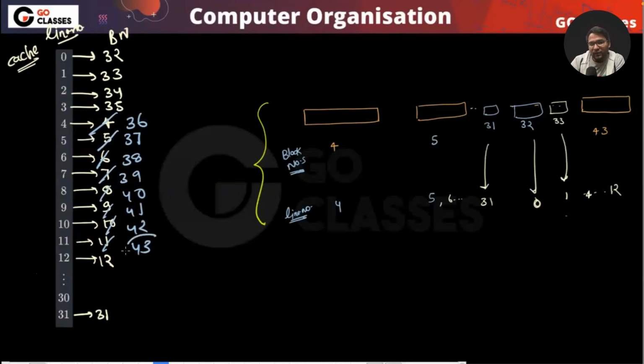Because 43 will also be mapping to 11, right? Okay. So after one iteration, you are having 32 to 43 and maybe 12 to 31. Okay, after one iteration. Is this fine?